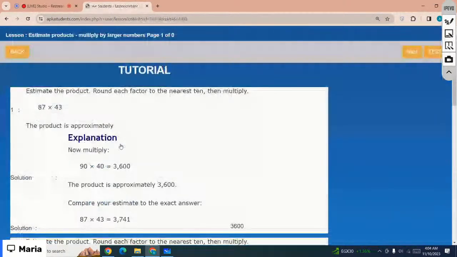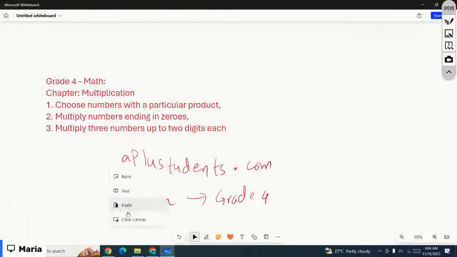Okay, so basically we have to estimate the product. You have to round each factor to the nearest 10 and then you have to multiply. The numbers given are 87 times 43. You already know how to round off the numbers, right? Here you have 87. 87 is rounded off to which 10? 80 or 90?